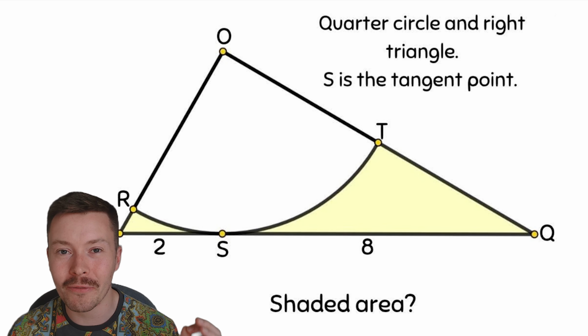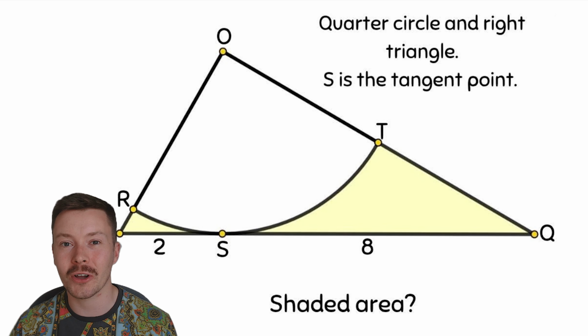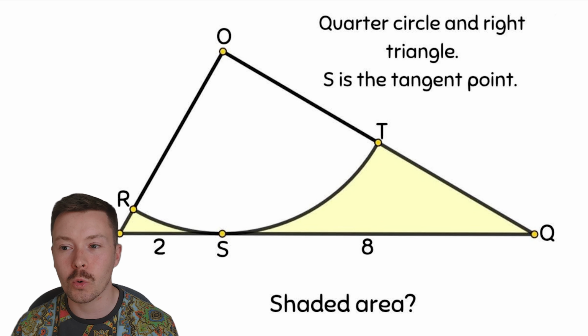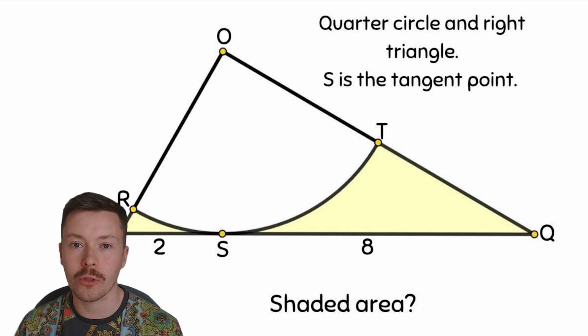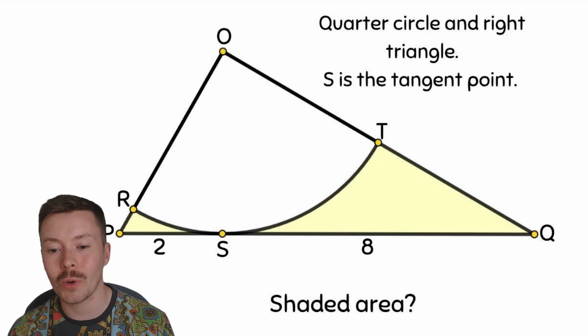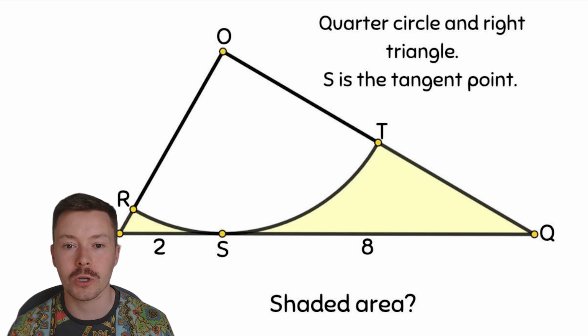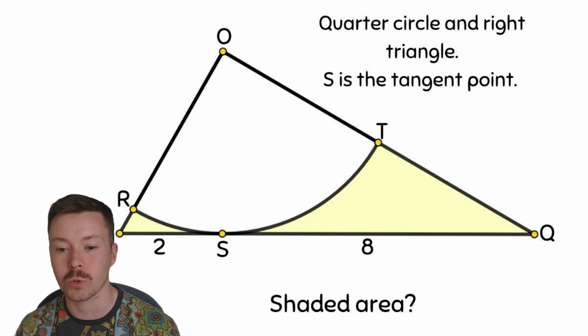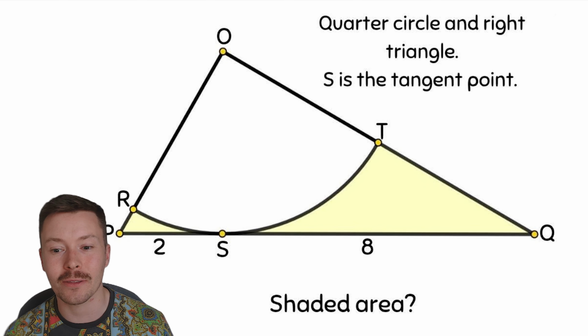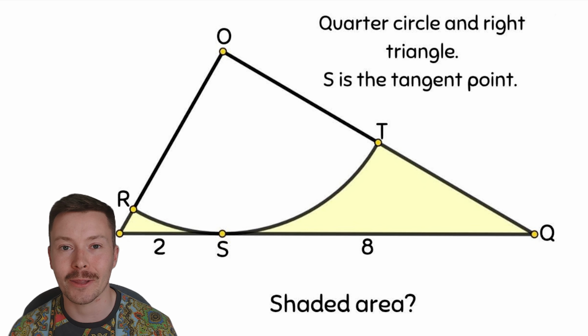This week's problem is about finding the shaded area inside of this shape. We have got a quarter circle and a right-angle triangle, where the right angle is at the point O. Now S, which is on the hypotenuse of that right-angle triangle, is a tangent to the quarter circle, and the shaded area is that right triangle subtract that quarter circle. P to S has a length of 2, S to Q has a length of 8.